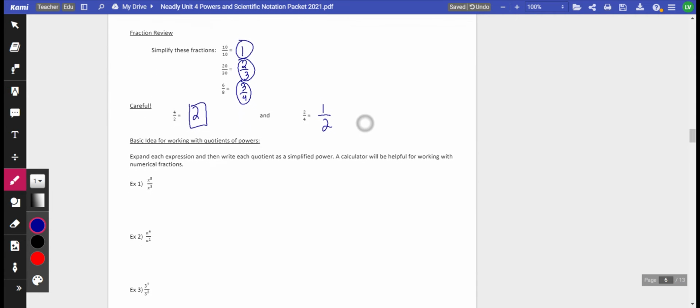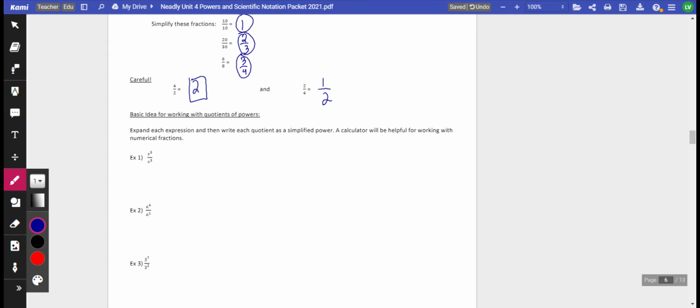So the basic idea for working with quotients of powers: we're going to expand each expression and then write each quotient as a simplified power. A calculator will be helpful for working with numerical fractions. So we have x to the 5th divided by x to the 3rd. You have 5 x's in the numerator divided by 3 x's in the denominator.